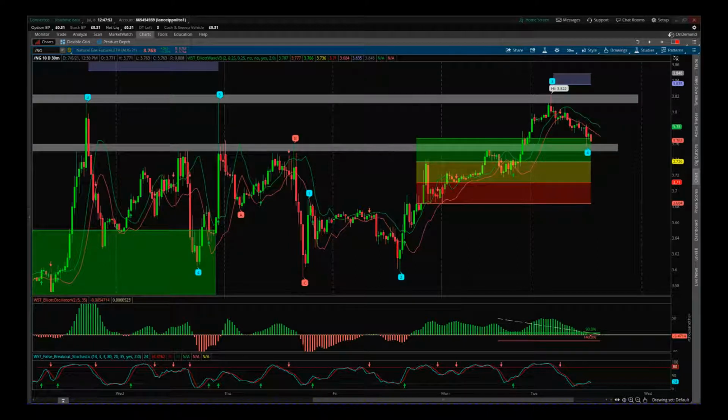The first original indicator suite that I started a long time ago. But I wanted to look at futures, look at natural gas on the 30-minute. Now, with any indicator, it only gives you indications that you've got good trades. You still need to do a little bit of work.